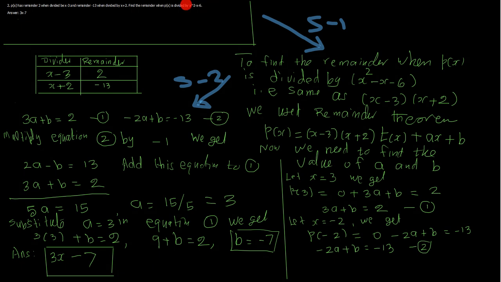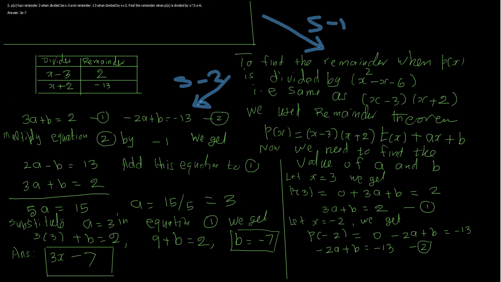So x squared minus x minus 6, you wonder what is that? You know how to factor. This is nothing but x minus 3 times x plus 2. So what we do is, actually I skipped my step.